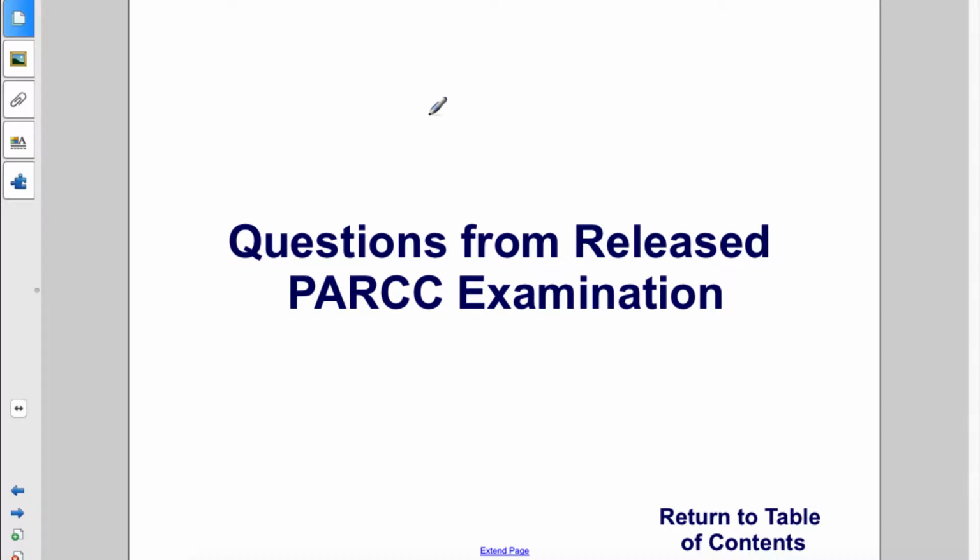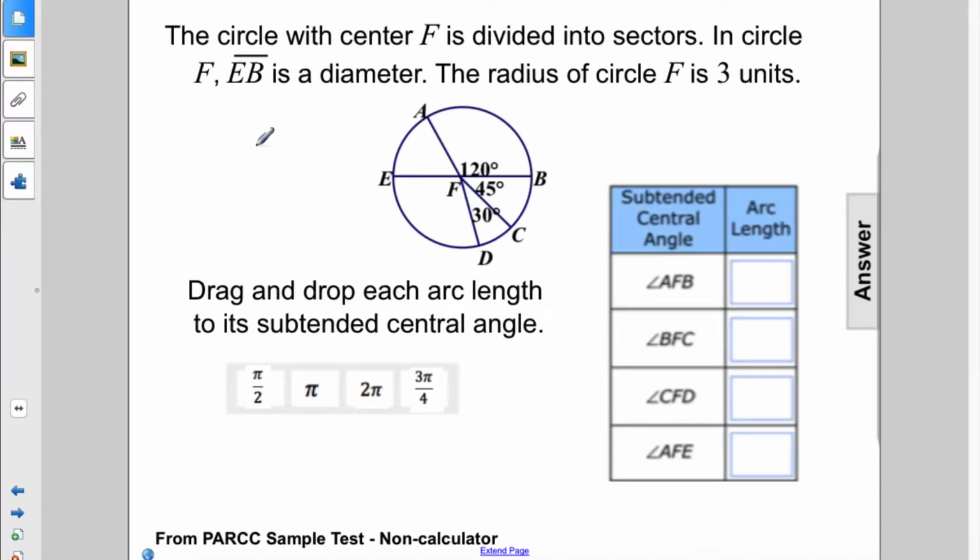Questions from released PARCC examination. All right, the circle with center F is divided into sectors. In circle F, EB is a diameter. The radius of circle F is 3 units. Drag and drop each arc length to its subtended central angle.